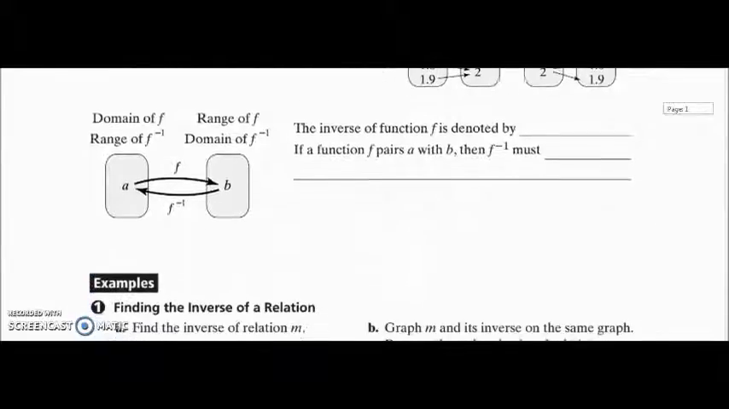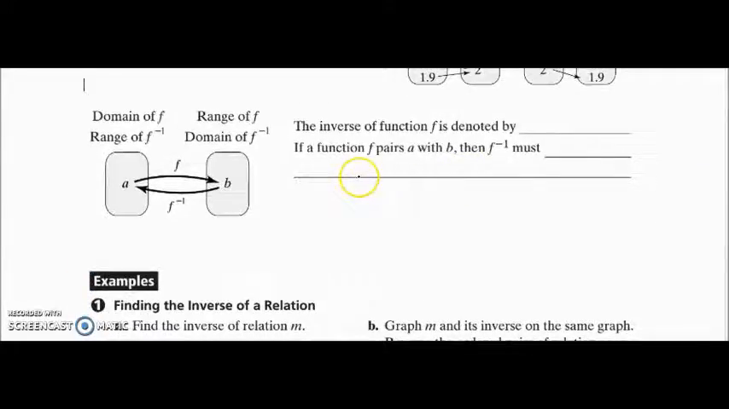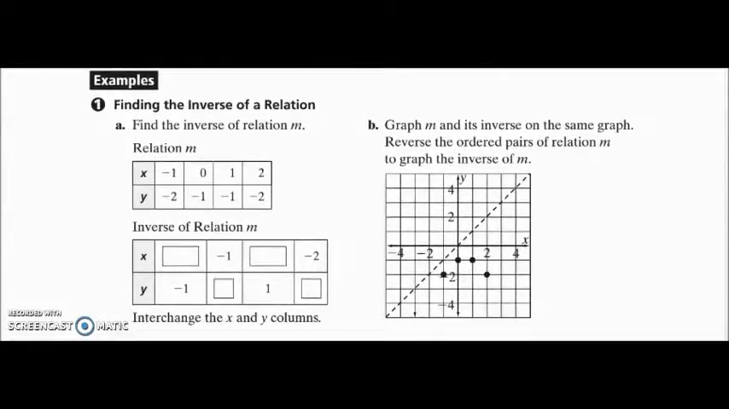Okay, let's talk a little bit about the notation. So the inverse function is denoted by this f to the negative 1. But this isn't like an exponent or anything. We're not going to raise it to the negative first power. This is just notation. Okay, so if a function f pairs a with b, then the inverse must pair b with a.